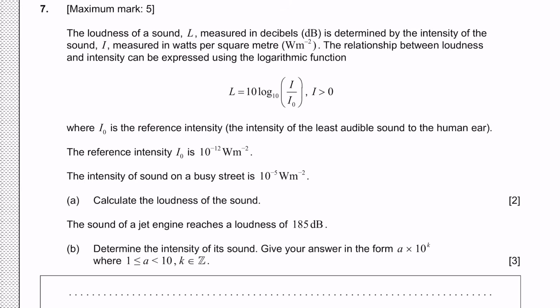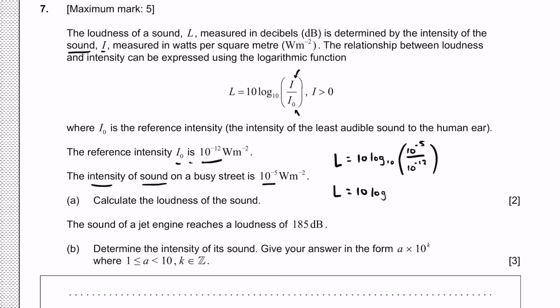So let's write this out. L is equal to 10 log base 10 of I, where I is the intensity of the sound, which is 10 to the negative 5, over I naught, and I naught is 10 to the negative 12. And just like that, we've substituted all the key elements, and we can go ahead and solve. If you want, you can simplify this and work it out if you're comfortable with logs, or we can just solve.